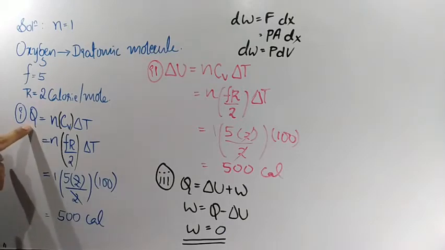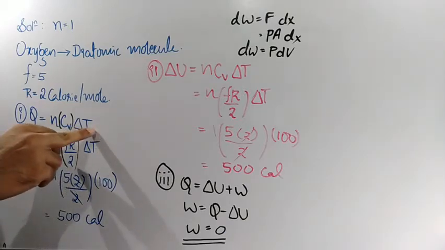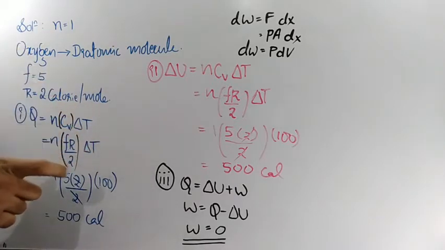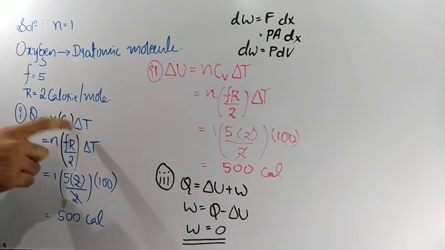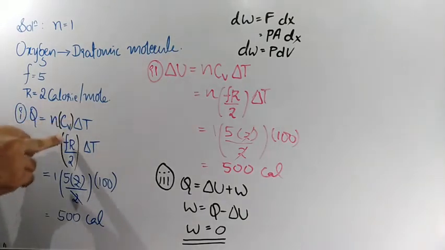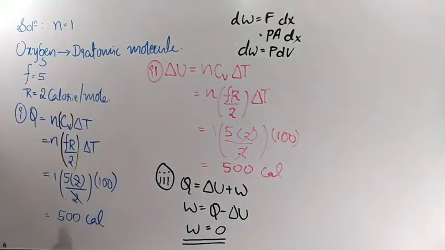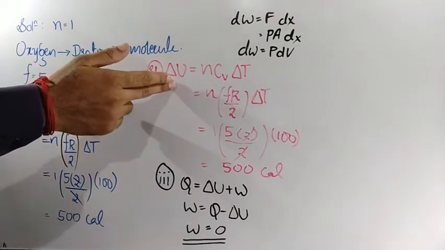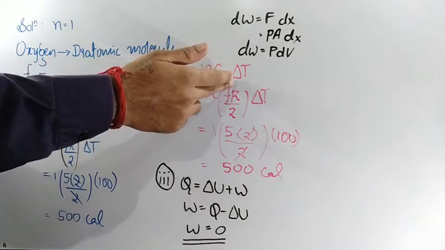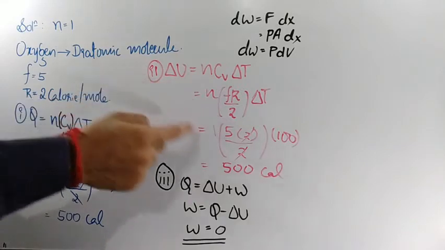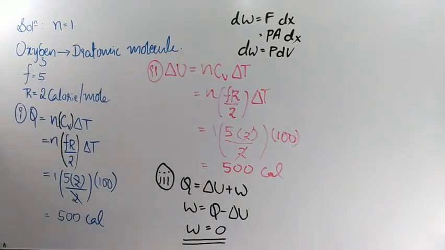Here, how to calculate Q? The formula is nCV delta T. If constant pressure is mentioned, then nCP delta T. In the question constant volume is given, so nCV delta T. In place of CV, substitute FR divided by 2 and simplify, and you will get 500 calorie. And for delta U, this is the general formula nCV delta T, which is always valid. You cannot change it to CP even if it is constant pressure. This is fixed. For delta U, nCV delta T. Just substitute the values and you get 500 again.